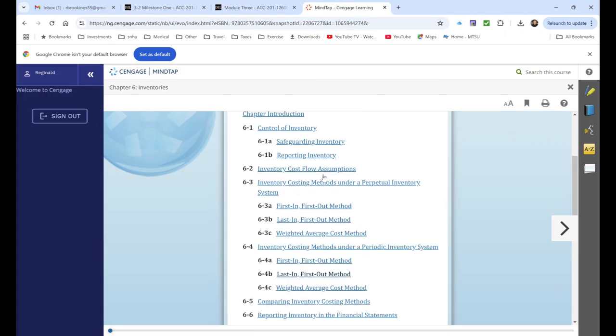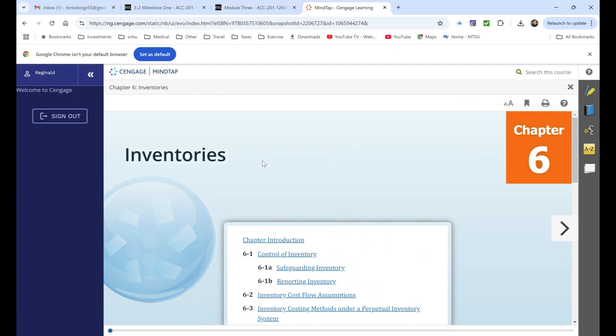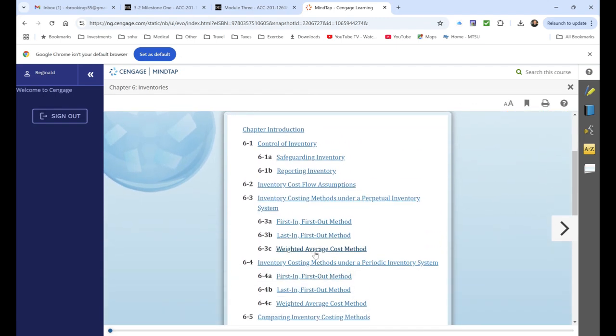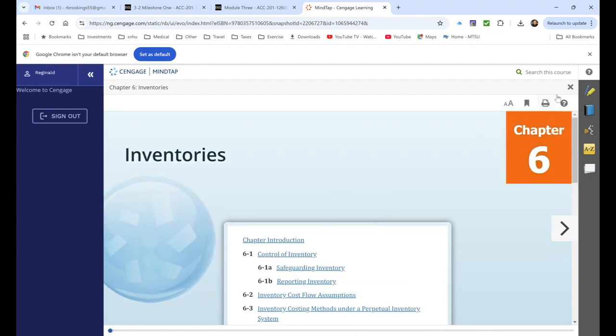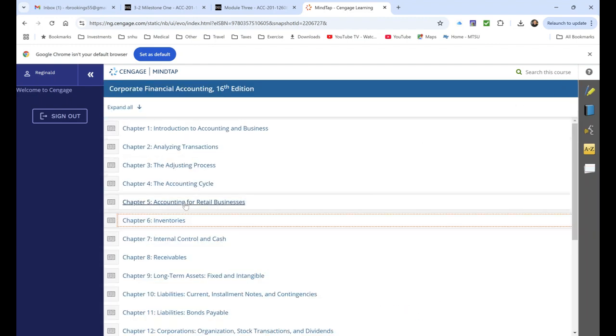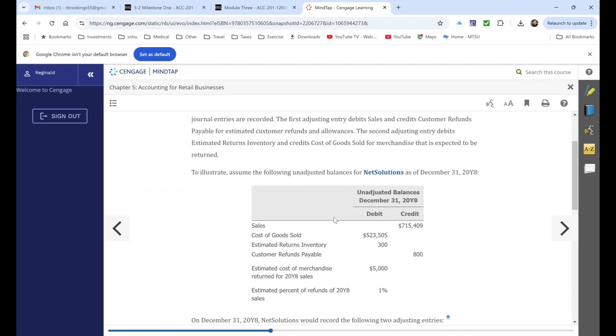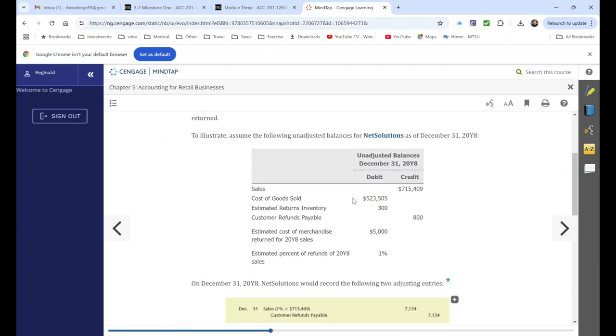We have chapter 1 and 2, or 5 and 6. Chapter 6 is inventory: first in, first out, last in, first out, weighted average cost method. Chapter 5 is going to cover the retail business and talk about some of the specifics. Here's the sales, cost of goods sold. These are the types of journal entries.